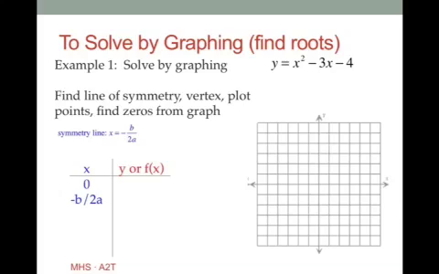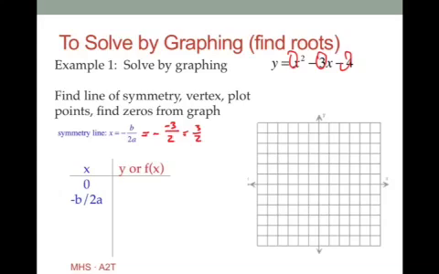Okay, so let's start by finding our line of symmetry, which is minus b over 2a. And you can figure out what a, b, and c are here. So we're going to get x equals negative negative 3 over 2, which is 3 halves. So that's already yucky because we have to deal with the fraction.